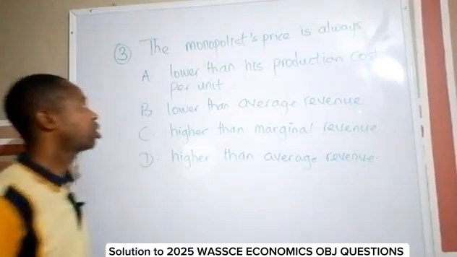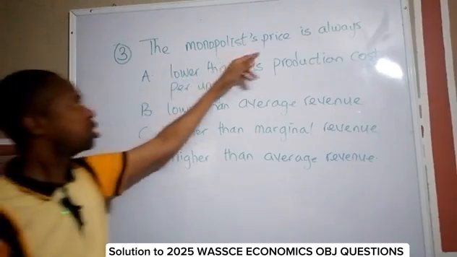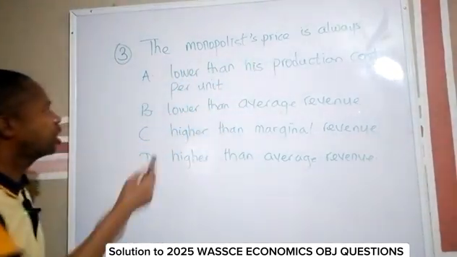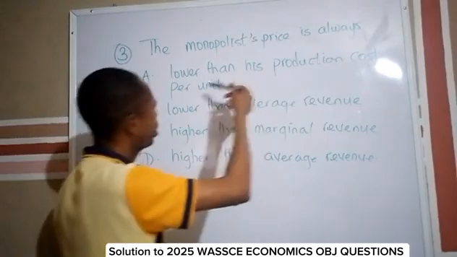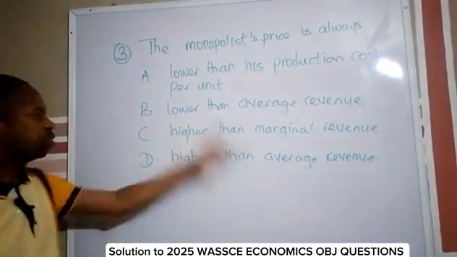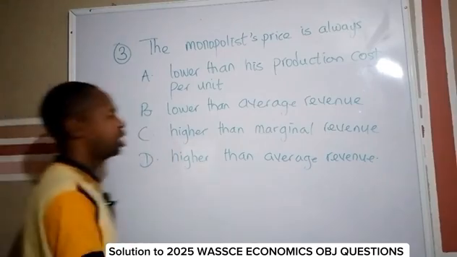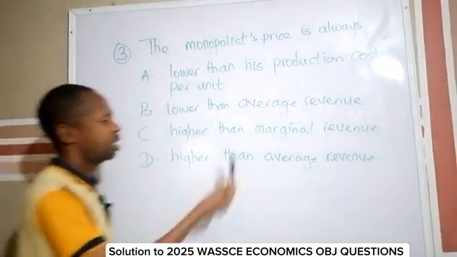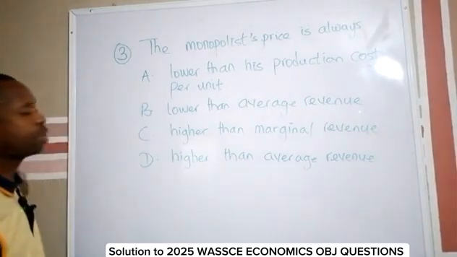All right, this is number 3 question. The monopolist price is always dash. A, lower than its production cost per unit. B, lower than average revenue. C, higher than marginal revenue. D, higher than average revenue. So which one is applicable?